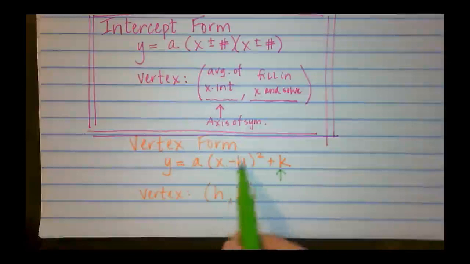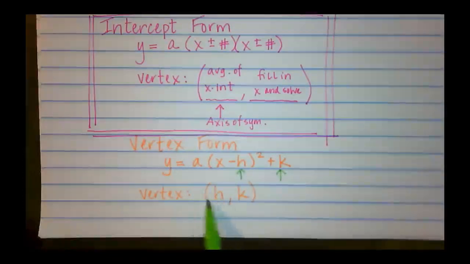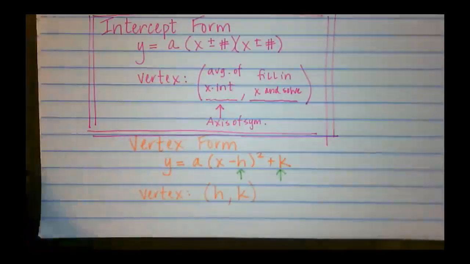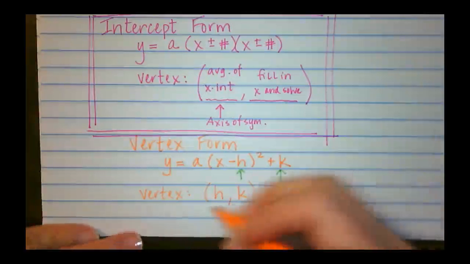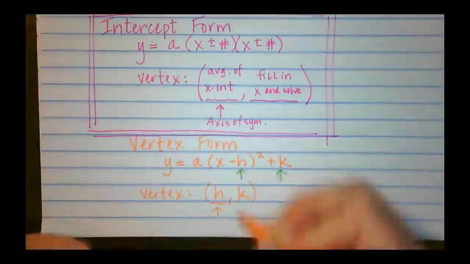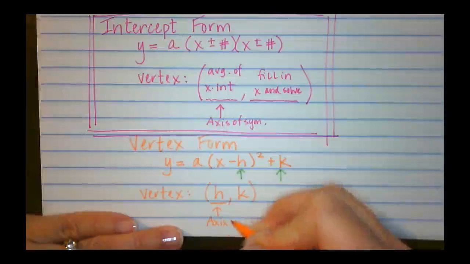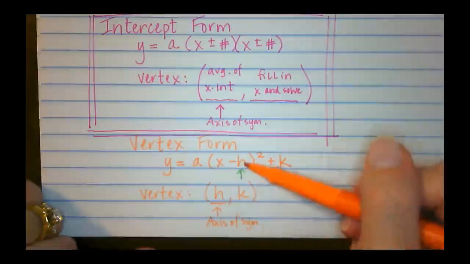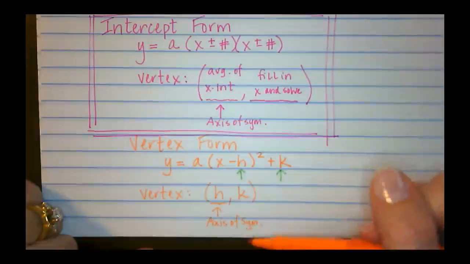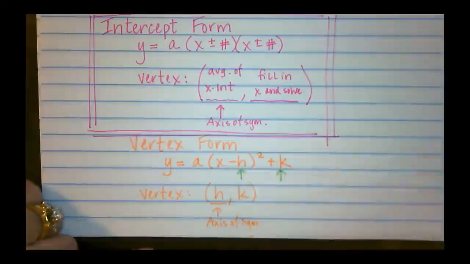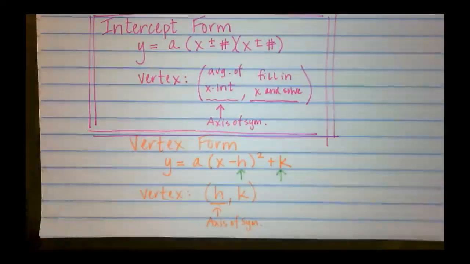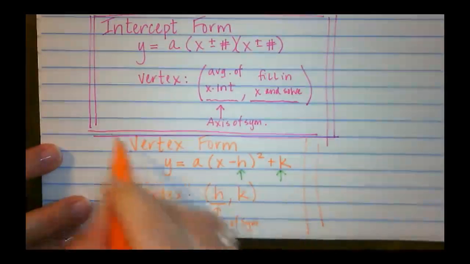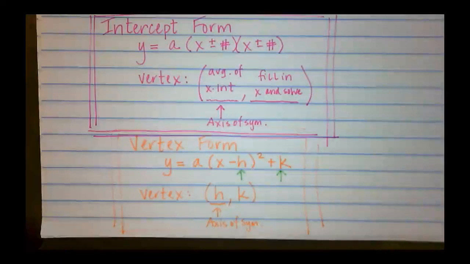Now notice that in here it's a negative h, in here it's a positive. So whatever this is, you have to do the opposite. So just pay attention to that. And then, just like above, once we know what this is, that is the location of the axis of symmetry. So once we know what the h is, we know that the axis of symmetry is going to be a vertical line going through that ordered pair right there. So here's how you find the vertex and axis of symmetry, when you are in vertex form.